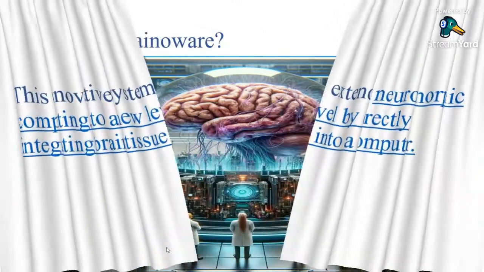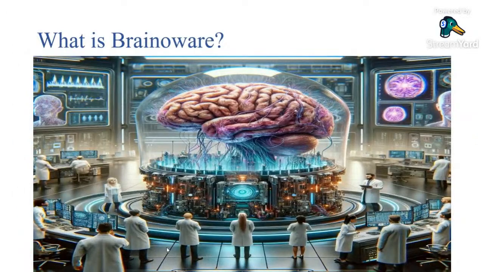Now what is this Brainoware exactly? How does it function? Brainoware is an innovative computing system that melds brain-like tissue with electronics. You can see from the image here, this Brainoware integrates brain organoids with microelectrodes.